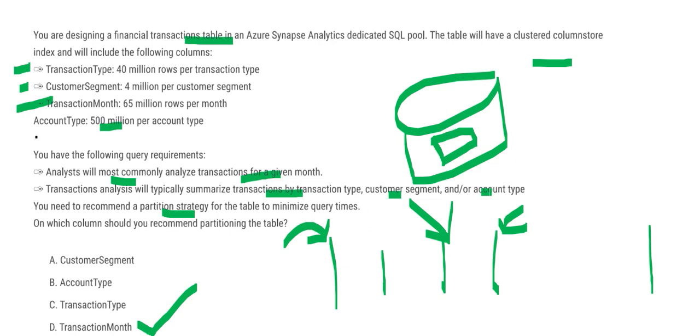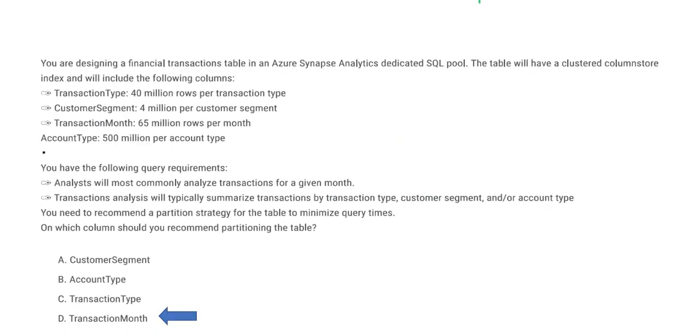You got the strategy? Partition should always happen on whatever fields you want to include in the where clause or having clause. That is why transaction month is our answer. This is the final answer.